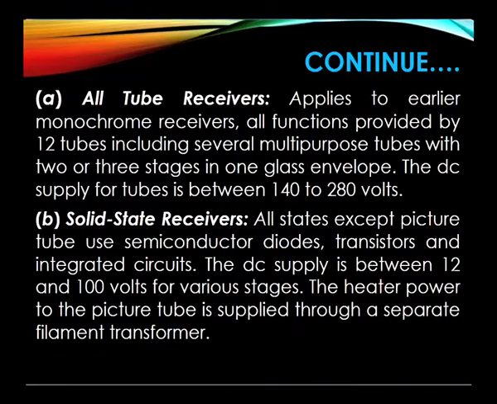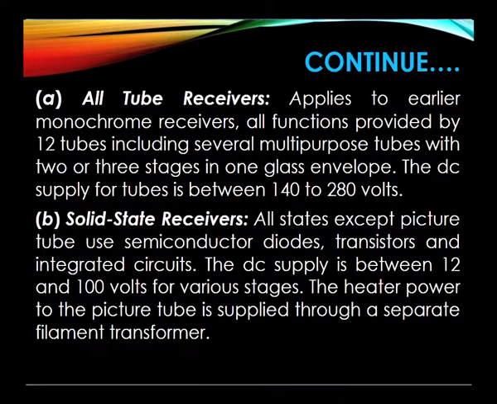Now we are going to discuss in detail all three types of receiver. The very first, which I already mentioned, is the all-tube receiver, where all the elements in a monochrome receiver are tubes, serving several multi-purpose activities, and there may be as many as 12 tubes in some receivers. In this tube type receiver, the DC supply that we give is 140 to 280 volts.